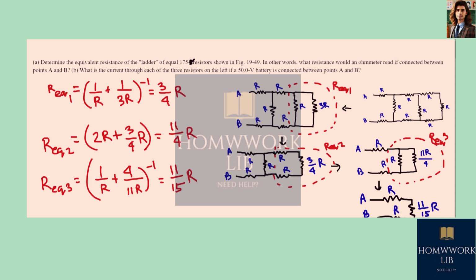So going by the same logic, this is a series connection. So the final answer, or the final equivalent resistance, will be twice R plus this quantity, which is 11 over 15R, and that gives us a total resistance of 41 over 15R.